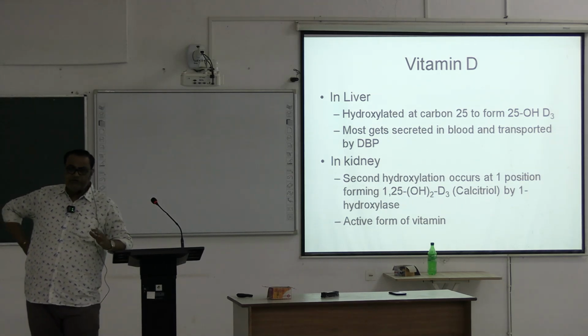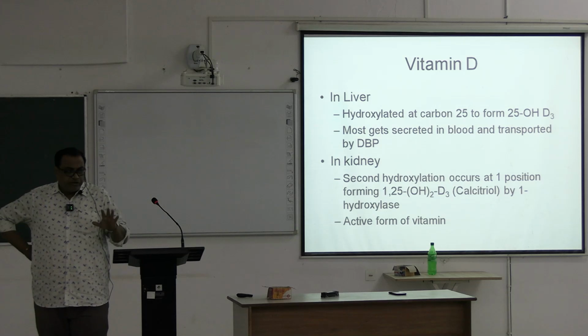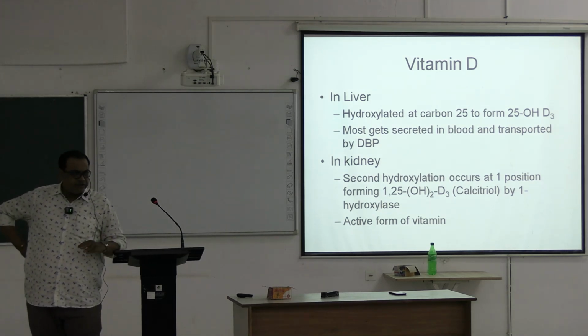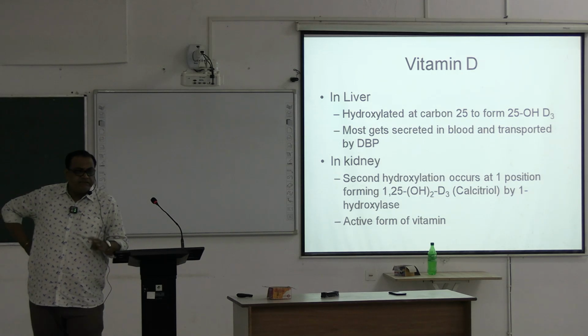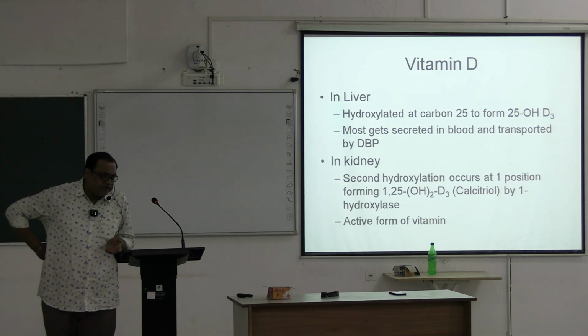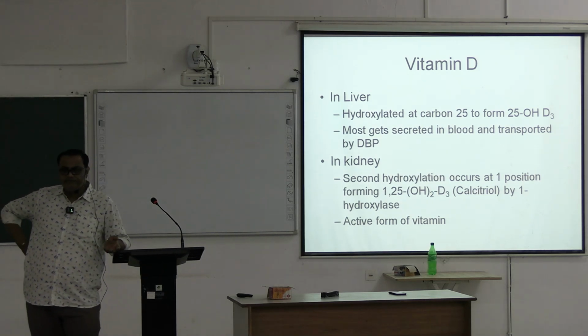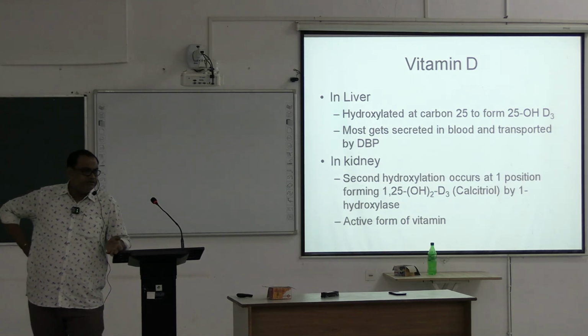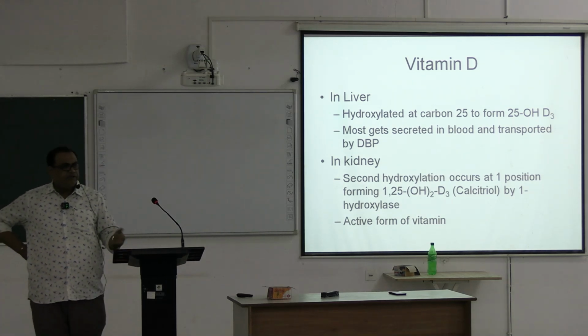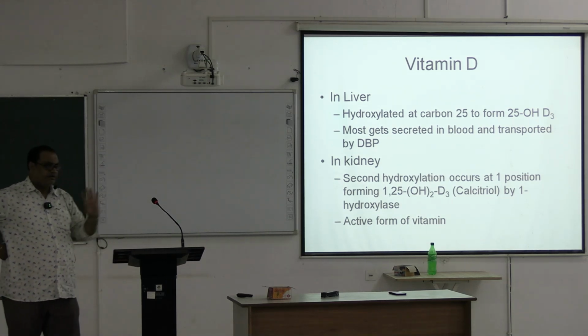If the kidney is not functioning well, kidney has different functions. See, for example, it has a function for filtration, it has a function for synthesis. If the synthetic function is defective, then they cannot synthesize 1 alpha hydroxylase, and in that case there will be deficiency of vitamin D. Correct? You have to supply vitamin D from outside through diet.